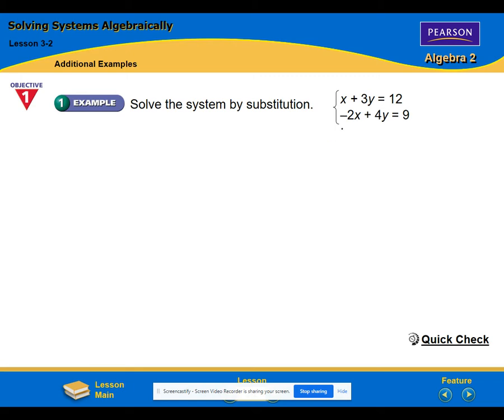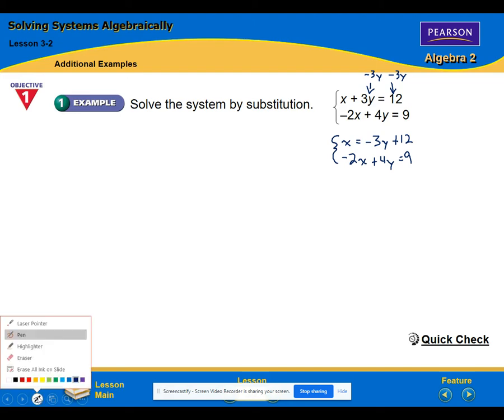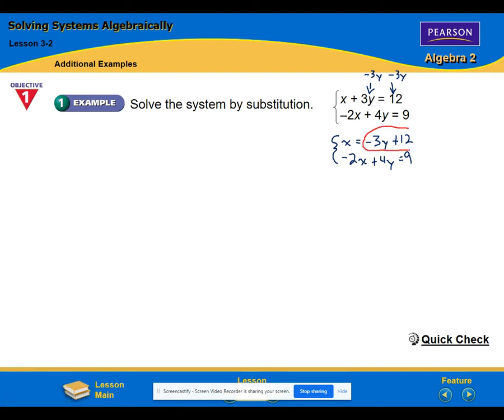And we'll go ahead and do that. So really my system then is going to be x equals negative 3y plus 12, right? If I just took this equation right here and subtracted 3y from both sides. And then the second one can remain the same, negative 2x plus 4y equals 9. And using substitution basically works like this. Since you know that x equals this right here, you can substitute it in for x right there. That's why it's called substitution.